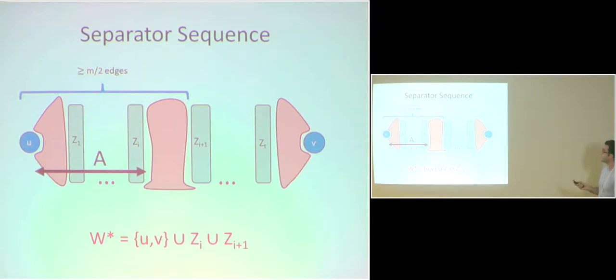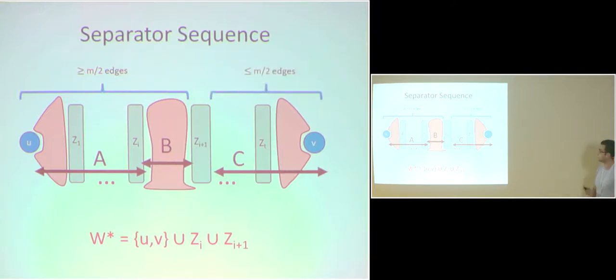A is everything up to and not including Zi. B is everything from Zi to Zi plus 1, and C is everything from Zi plus 1 to V. We know that A has at least m over 2 edges, so C has at most m over 2 edges. And furthermore, we stopped at Zi plus 1, so A has at most m over 2 edges as well, because we didn't stop here, we stopped here. We stopped at the first time we ate at least m over 2 edges, so here we hadn't eaten m over 2 edges yet.